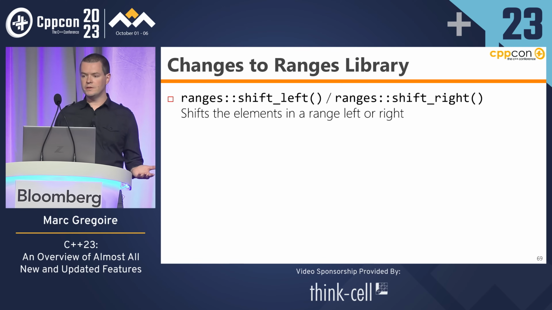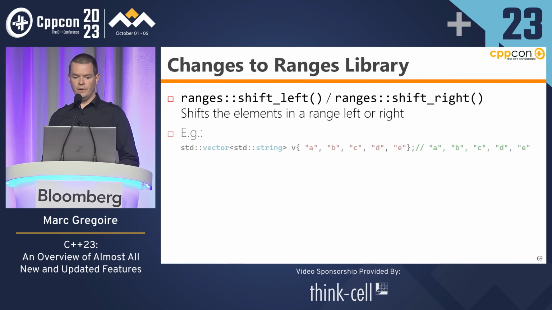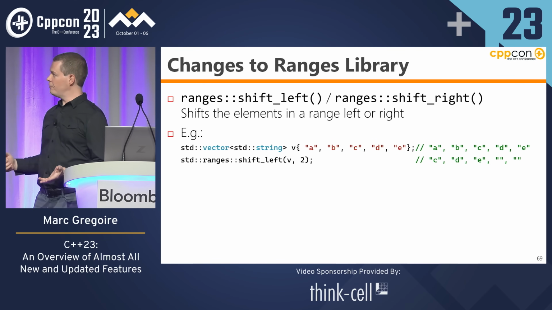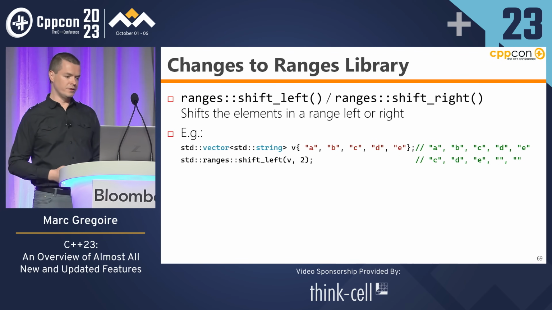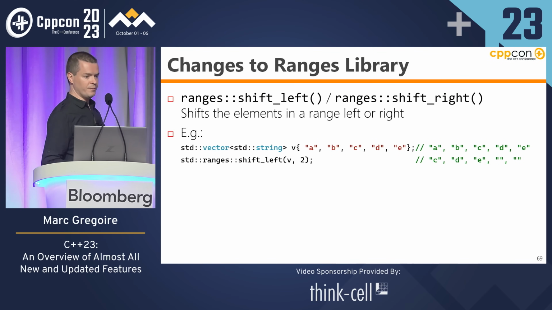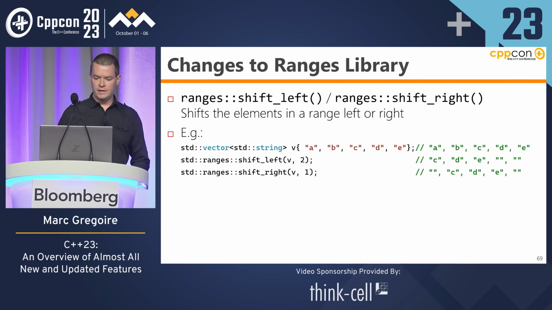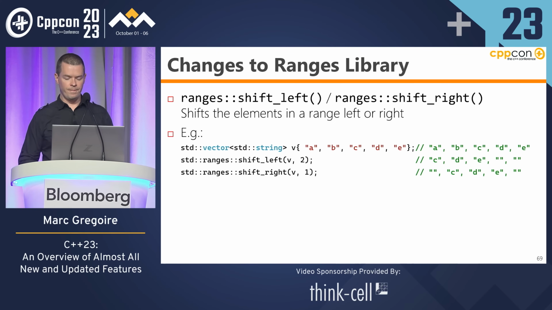You can shift elements in a range now, left or right. I have a vector of strings here, a, b, c, d, e. I can shift everything by 2 elements, and then the result is c, d, e, and 2 empty strings. I can shift them right, and then I have the empty string, c, d, e, and the empty string.